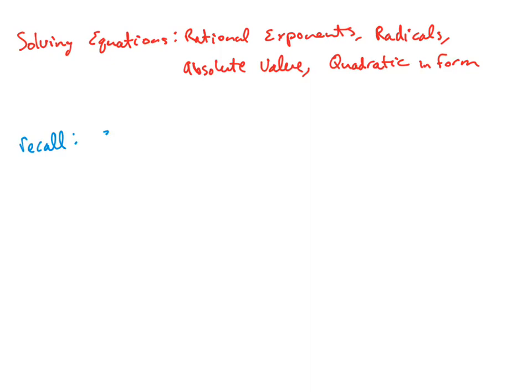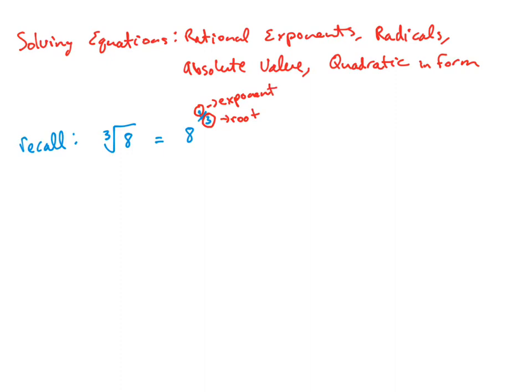First, let's recall that if we have something like the cube root of 8, we can write that as 8 to the 1/3 power. And when we write 8 with an exponent that's a fraction, or a rational exponent, the denominator is the root, and the numerator is the exponent.